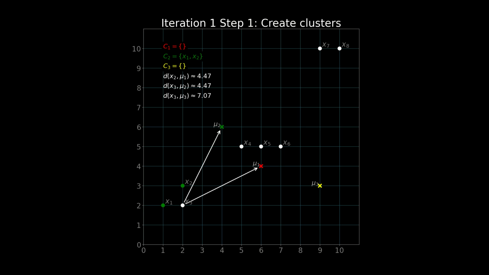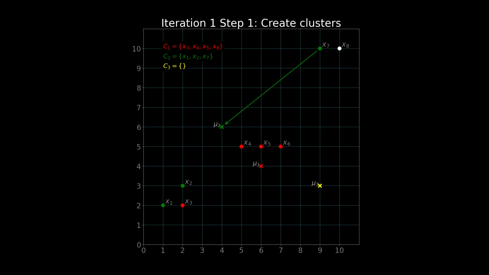x3 is a special case because it is equally close to mu1 and mu2, but it cannot be in 2 clusters at once, so it will be randomly assigned to mu1. And so on for each point from x4 to x8. After all points have been assigned to clusters, the first step is complete. In the second step, these clusters are used to update the centroids.